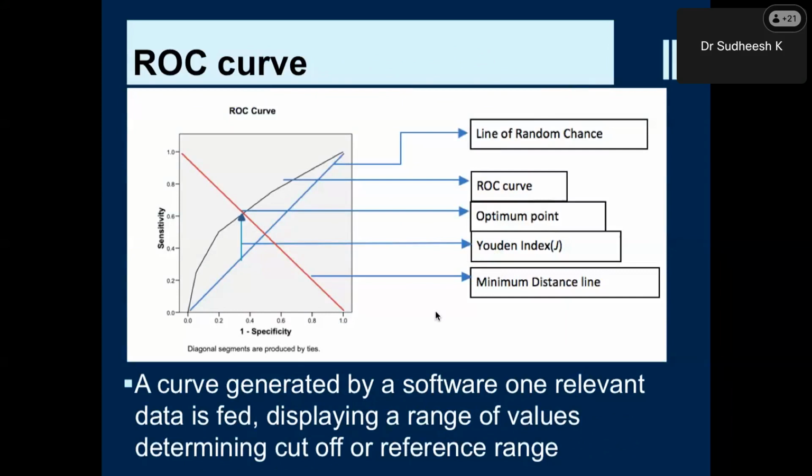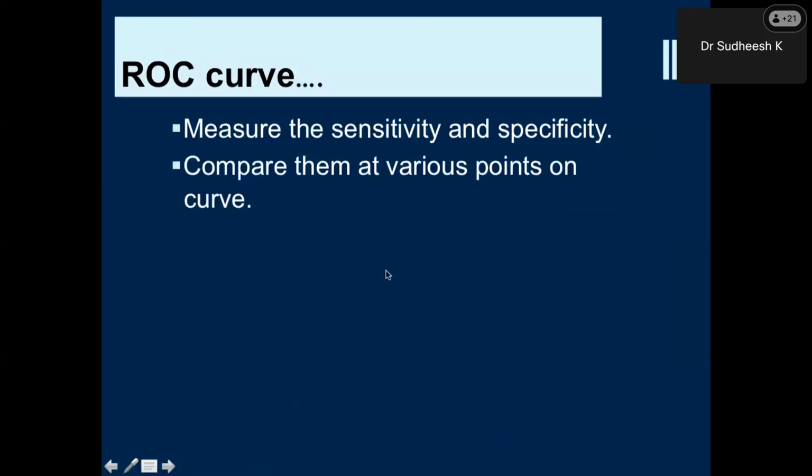The ROC curve is a curve generated by software when the relevant data is fed in, displaying the range of values and determining the cutoff for a reference range. Most of the time it is used, for example, if you are trying to find a new cutoff value for a particular set of data. Let us say you have collected about 100 BP values of hypertensive patients, and you have to define the new cutoff. In such situations, you can use the ROC curve.